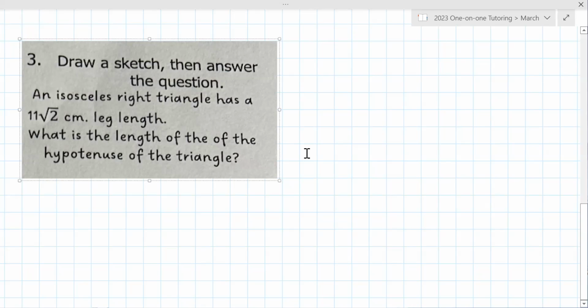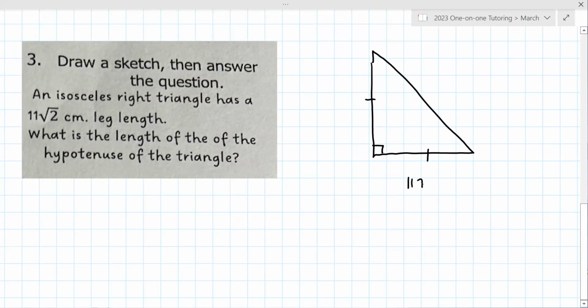An isosceles right triangle has an 11 square root 2 leg length. So drawing the picture is really important. That's really the difference between these problems and the ones we've been doing. The fact that it's isosceles means that both of the sides are the same, and they're saying that's 11 square root 2. Both legs are given. You can label 45 if you want.